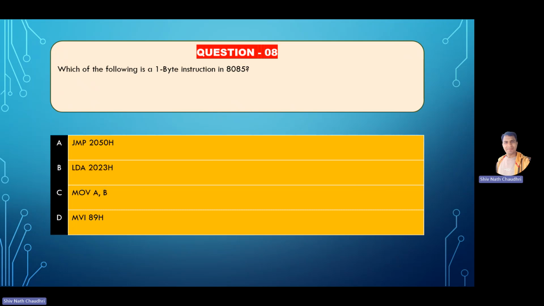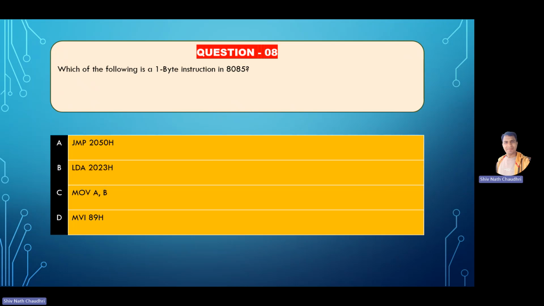Next, which of the following is a one byte instruction in 8085? First of all, 1 byte is reserved for opcode. If 8-bit data is available, this is the second byte of the instruction. If 16-bit data is available, then it is the third byte of the instruction. So in instruction 1, JMP and a 16-bit address are given. So JMP has an 8-bit opcode and 16-bit address, so it is a 3-byte instruction.